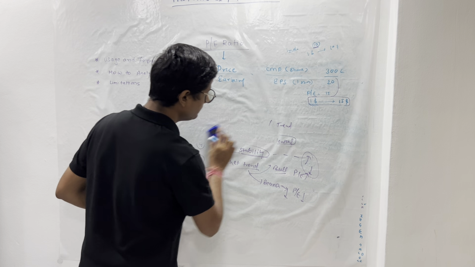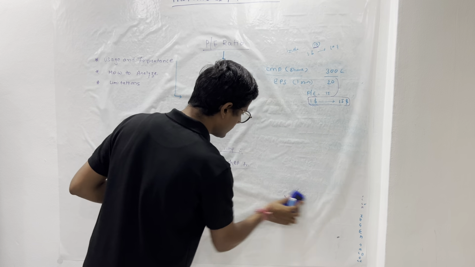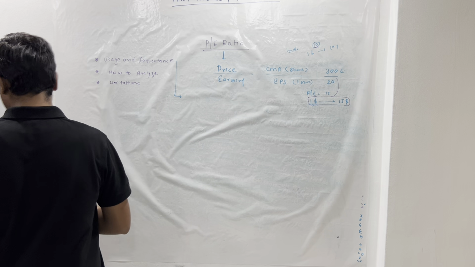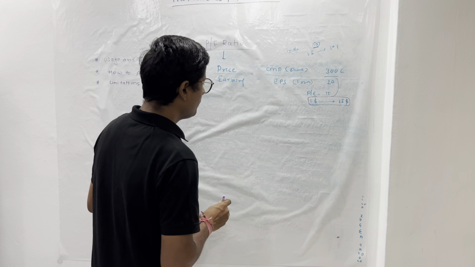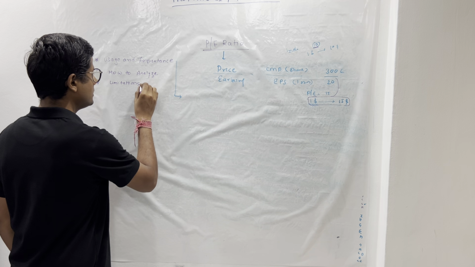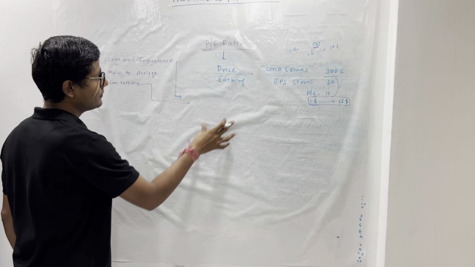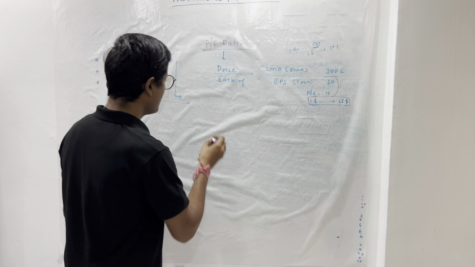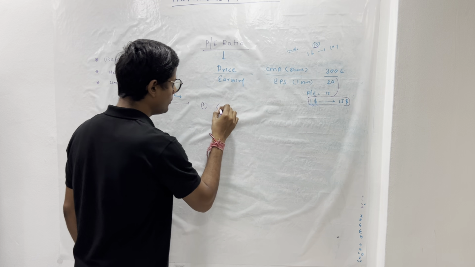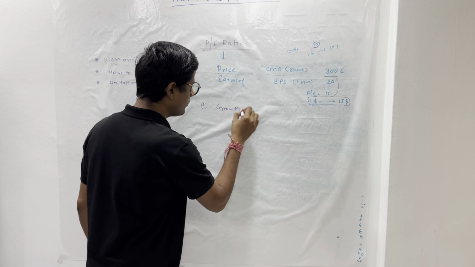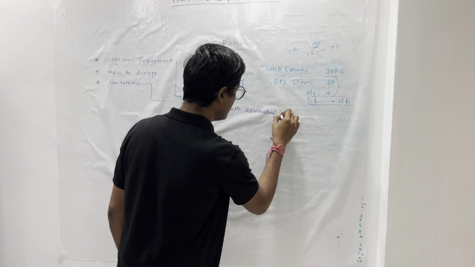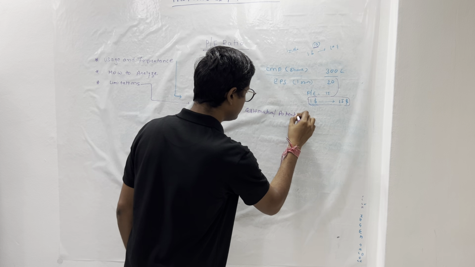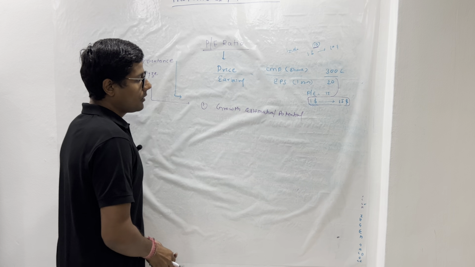I have covered how to analyze and what things to consider during analysis. Now we will see the limitations. What are the limitations of the PE ratio? First is growth estimates, or growth potential.